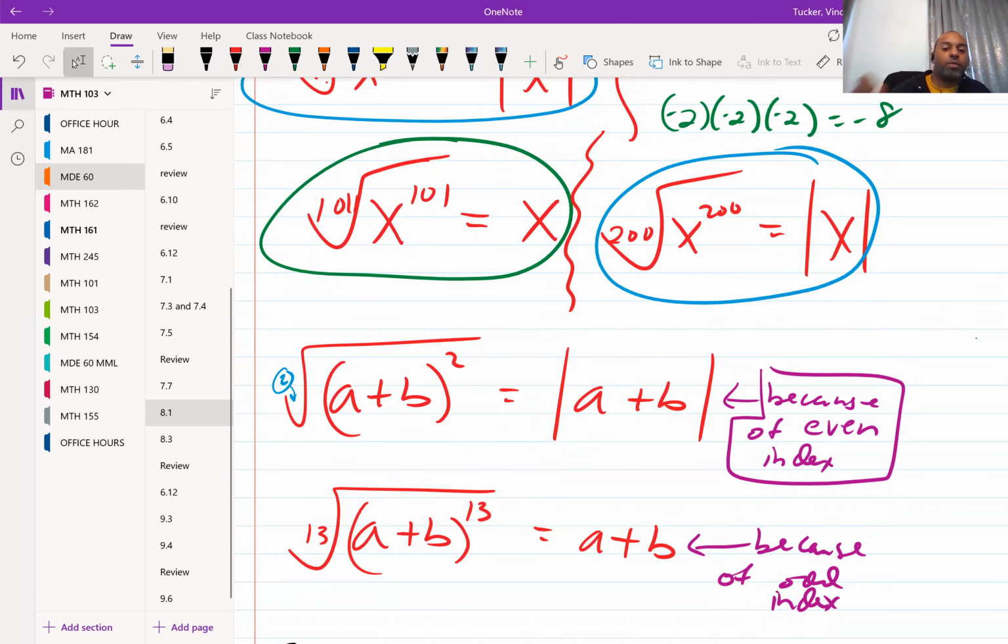And then the next one, the 13th root of a plus b to the 13th power. Just a plus b. And that's because of the odd index. Any questions?